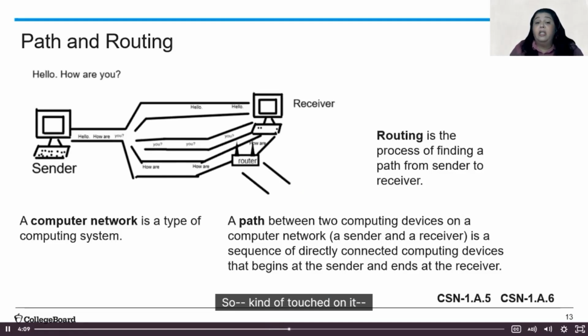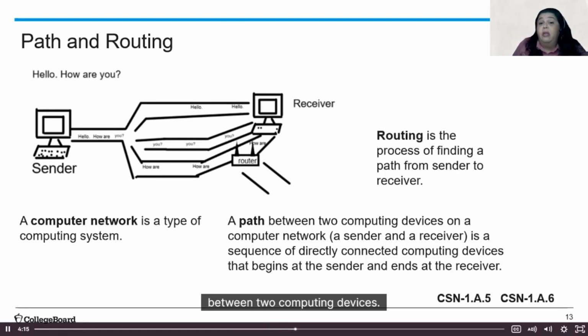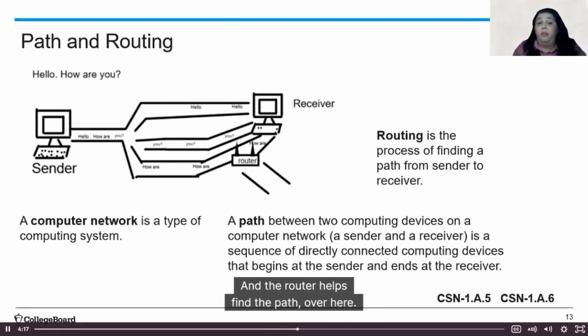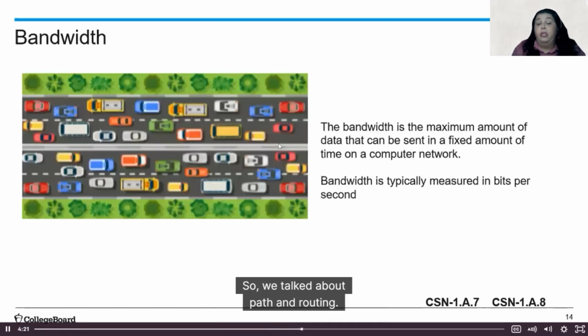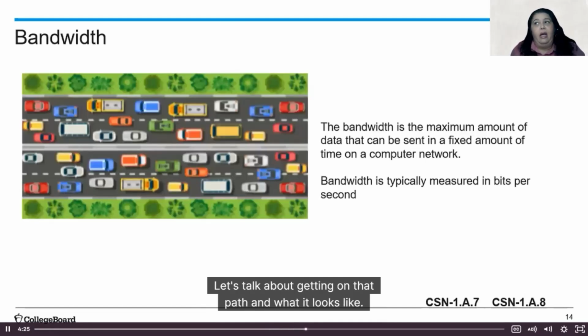So, kind of touched on it. The path is the path that the message will take between two computing devices, and the router helps find the path. It's like over here. But we talked about path and routing. But let's talk about getting on that path and what it looks like.